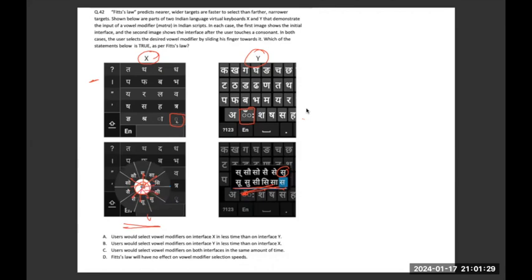So users would select vowel modifiers on interface X in less time than Y, which is true. Users would identify vowel modifiers on interface Y in less time than on X, which is wrong. Users would select vowel modifiers on both interfaces at the same time, no. And Fitts law will have no effect, no, that's not possible. So in this case, A is the correct answer. Any doubts, any questions? Okay.